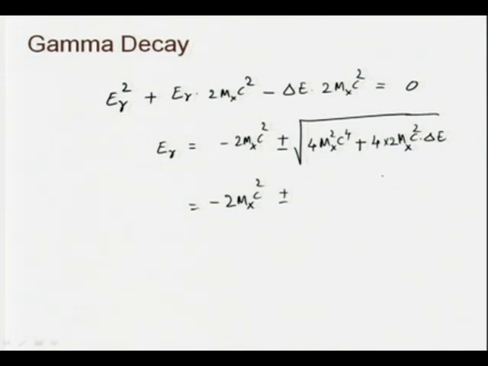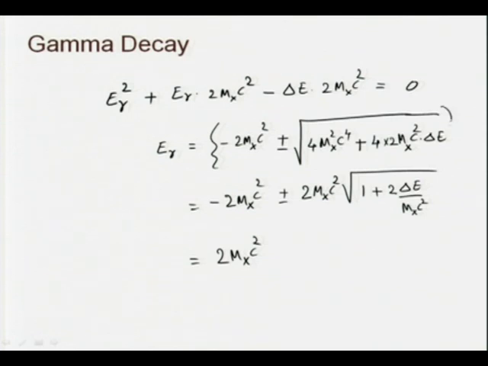Okay, I will take 2 mx c square out, and then it is 1 plus 2 delta E divided by mx c square in this thing. So, essentially, if I take mx c square out, there is already an overall factor of 1 over 2. Okay. So, therefore, this becomes mx c square minus 1.